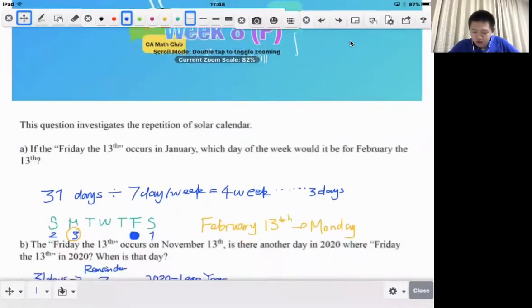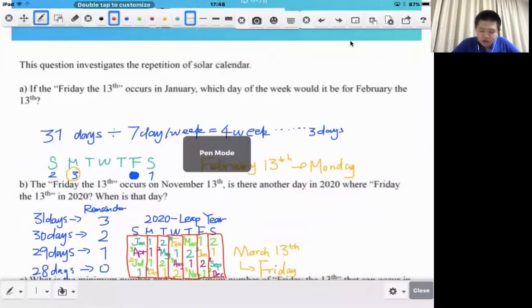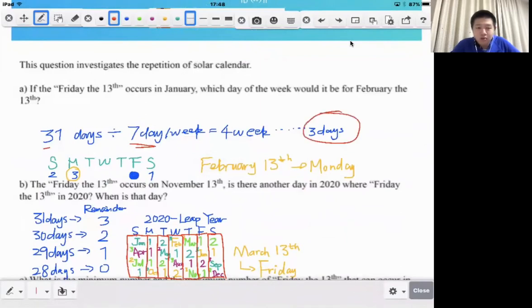So we did talk about question number 8, in which we divide the 31 days by 7 days. It gives us a remainder of 3 days, which means you push backwards 3 days from Friday. So that's Monday here. And I think we talked about it in the meeting.